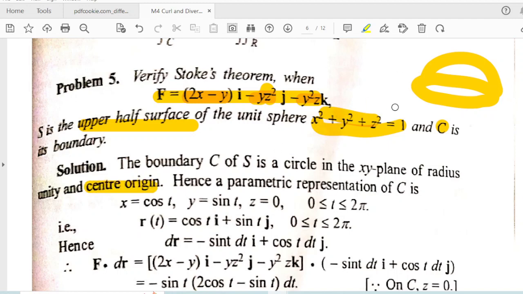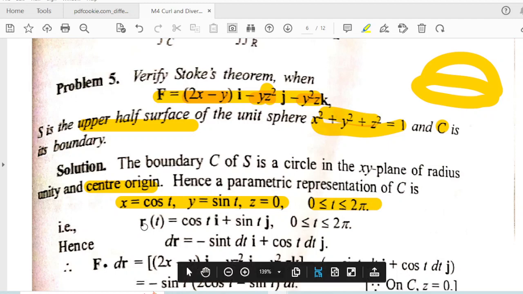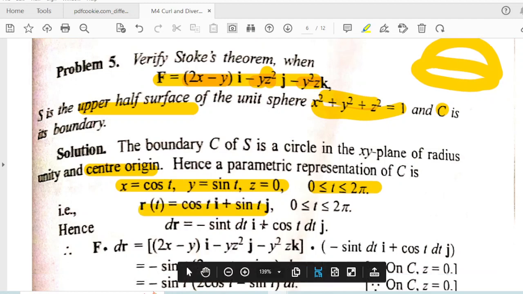So if you cut here, the boundary C is the circle. Now what is the parametric equation of the circle? x equal to cos t, y equal to sin t, z equal to 0, and t will be from 0 to 2 pi. Now r bar equal to cos t i cap plus sin t j cap.